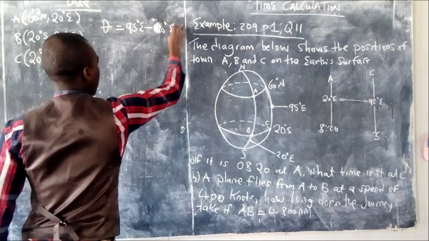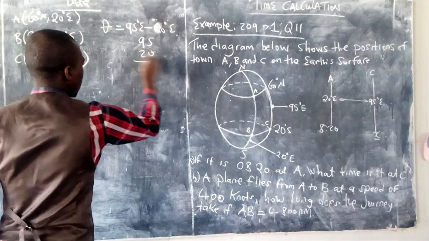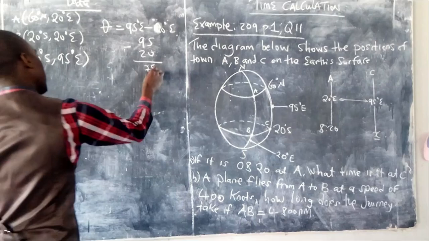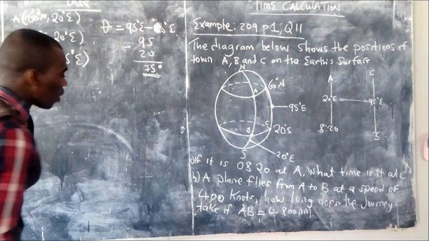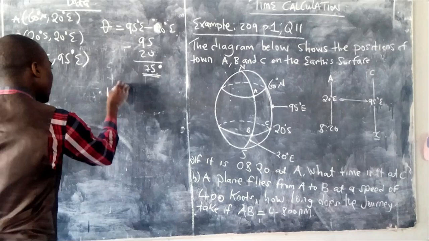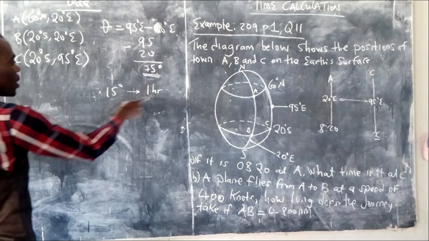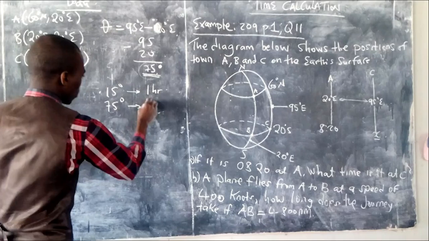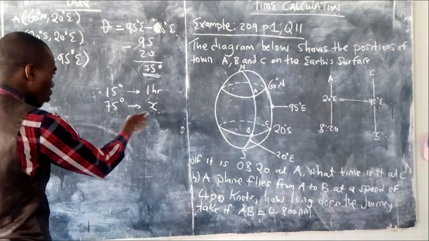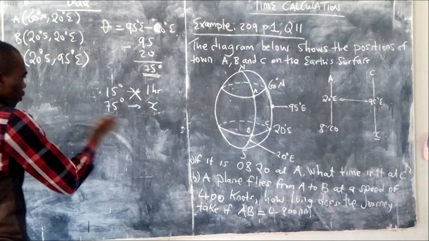Because we don't have a calculator, let's do it ourselves. This gives us 75 degrees. Having the difference of 75 degrees, now you use the ratio which says 15 degrees is equal to 1 hour. We are converting these degrees into hours using this relationship. 15 degrees is equal to 1 hour, so how many hours will 75 degrees give us? We cross multiply, so we have 15x equal to 75.